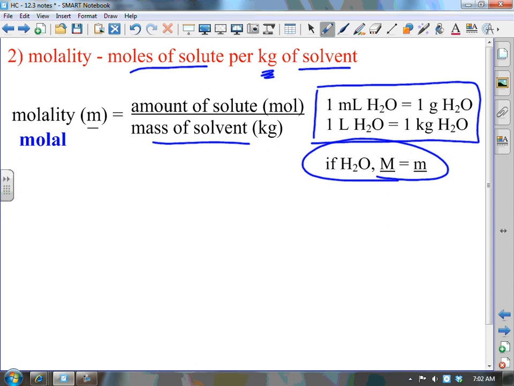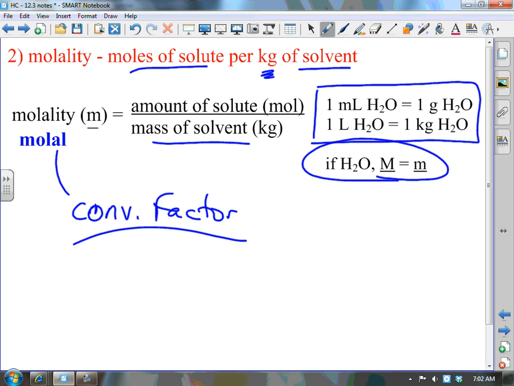Okay. So we apply it the same way. This is a conversion factor. So treat it the same way you treat molar mass, treat it the same way you do molarity. Again, depending upon the situation, you need to know when to apply the right one.